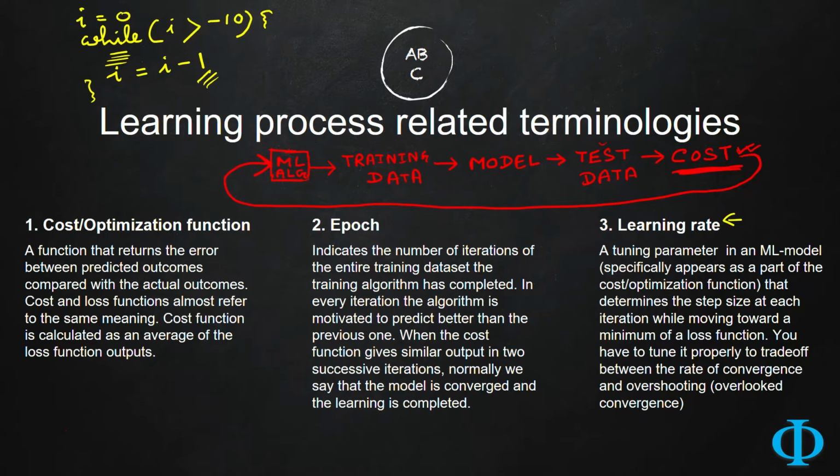Now, you as a machine learning engineer have to tune this learning rate properly to trade off between the rate of convergence, which is directly correlated with the performance, and overshooting, which means overlooking the point of convergence. So what does that mean? What is the meaning of tuning the learning parameters and trading off between the rate of convergence and overshooting? Let us try to understand it with the simple while loop example here.